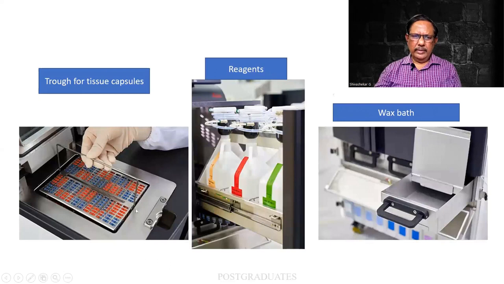Look at this one. This is the trough I have been mentioning. And in this, there are a series of capsules over here, and each capsule will be having the tissue within it. It can be a biopsy or part of a specimen whatsoever. And each of those will be numbered, and it will be in a form of a paper with pencil. It will not be pen, because the ink can be erased by the various reagents. And it is placed in a trough.